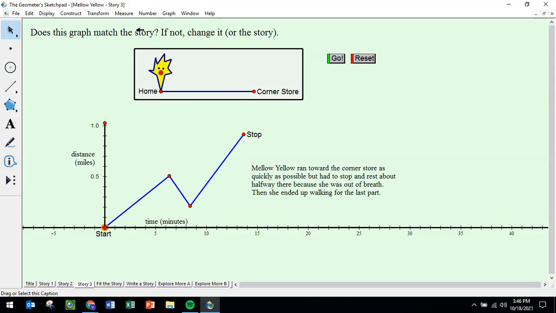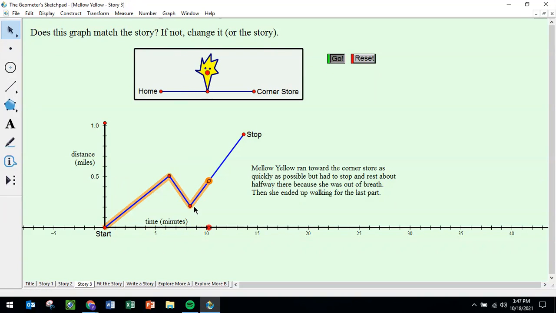Let's see. Does the graph match the story? If not, change it or change the story. So Mellow Yellow ran toward the corner store as quickly as possible, but had to stop and rest about halfway there because she was out of breath. Then she ended up walking for the last part. So she's running to the corner store as quickly as possible, but had to stop and rest.